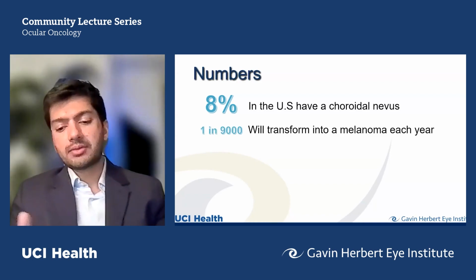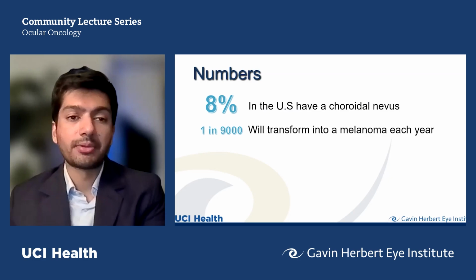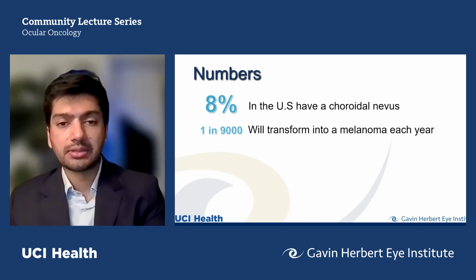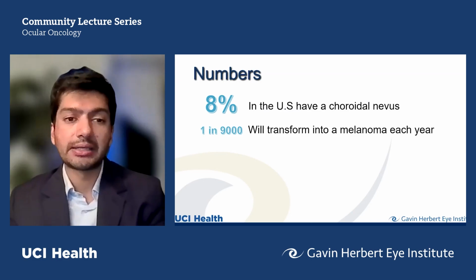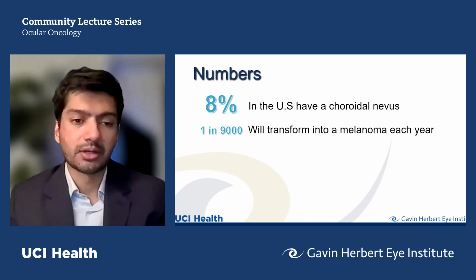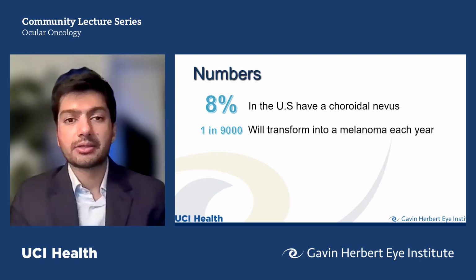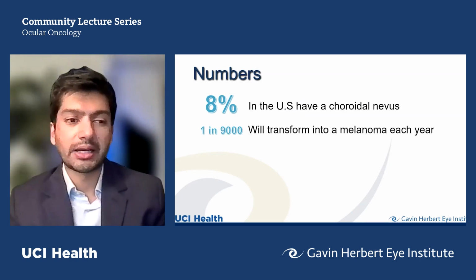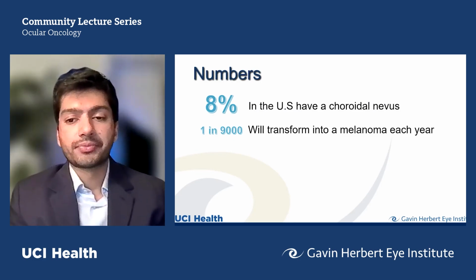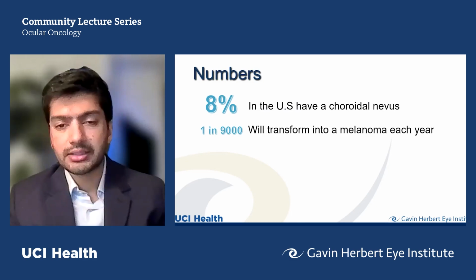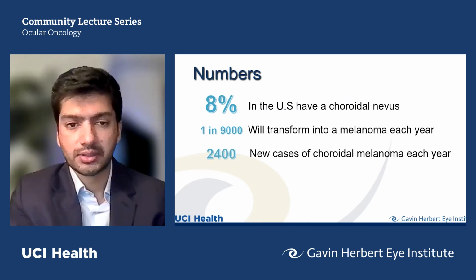But if we look at those that actually cause any issues or cause a problem, it's 1 in 9,000 that will transform into a melanoma. So that means 8,999 will cause no problems at all. So if you go to your eye care provider, and they say that you have a small mole in the back of your eye, 8,999 times it will not cause any issues. It's really just that one time that it would be something a little bit more concerning.